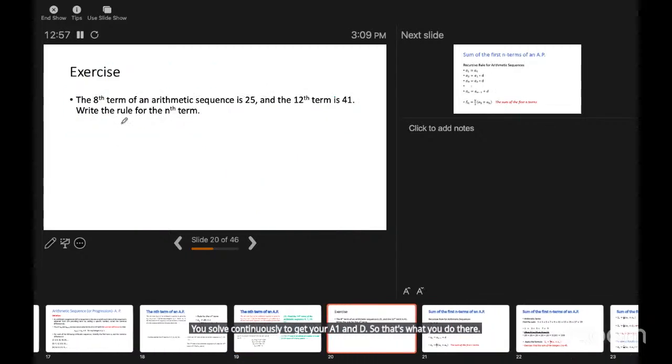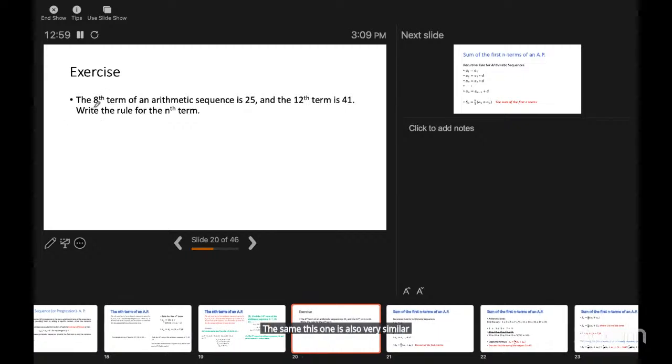This one is also very similar. I call it classwork. Please attempt this and let me know what you have. The 8th term of an AP is 25. The 12th term is 41. Get the rule for the nth term.